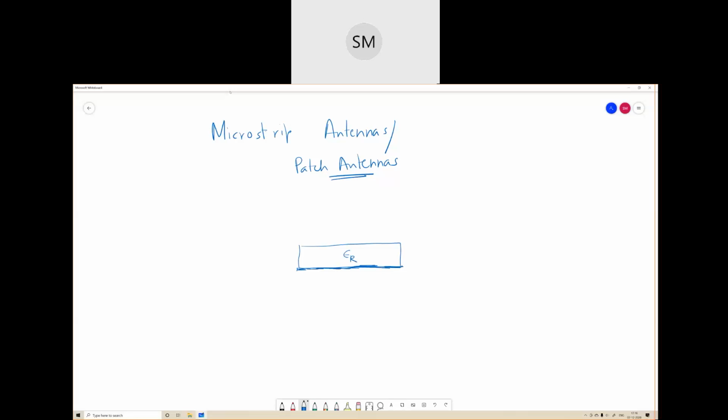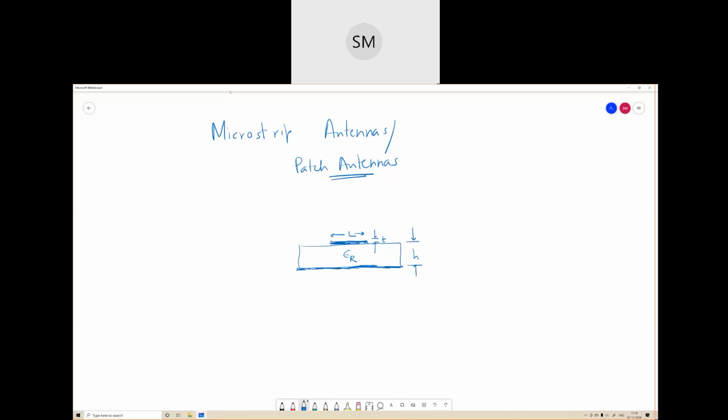So this is a dielectric. The thickness of this dielectric substrate is given by h. On the top of this dielectric substrate, there is another conducting surface. This is another conductor. Let us say the width is given by L and the thickness is given by T. So this is a typical structure of a microstrip line as seen from the front.